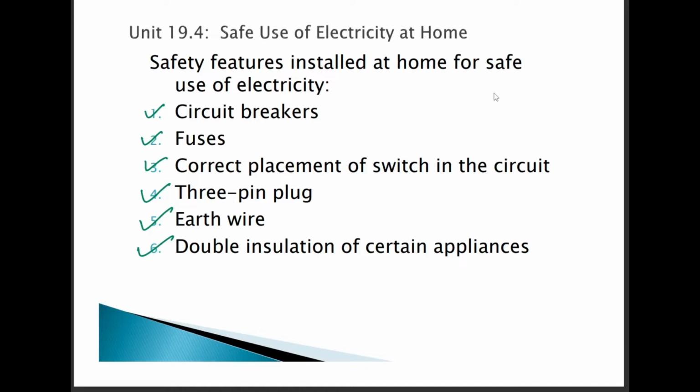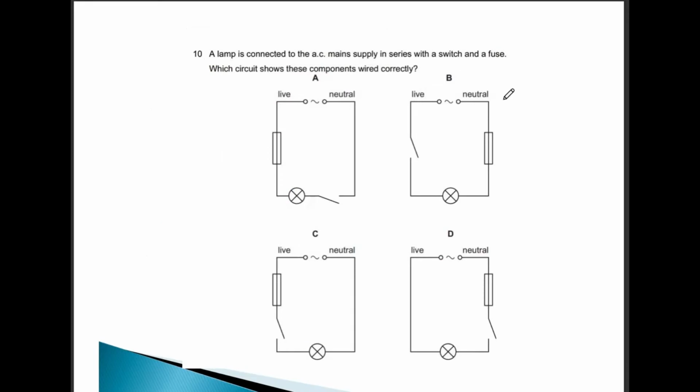So do we understand how these 6 measures are taken for the maximum safety or safe usage of electricity? Do we understand this? Yes, and double insulation. Let's look at this question to see what's the best way to connect all the circuits. So the fuse has to be in the live wire. This is live and fuse. Okay, best. But we have the switch after the appliance. It would be better to connect it before the appliance, right? So this option will be rejected.